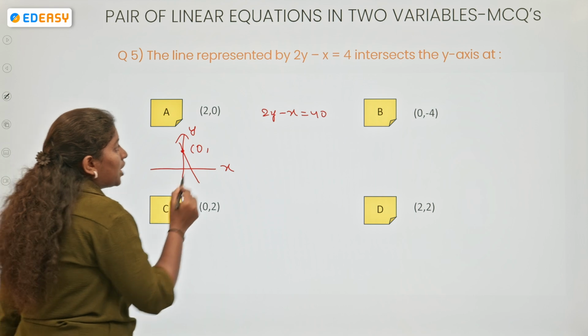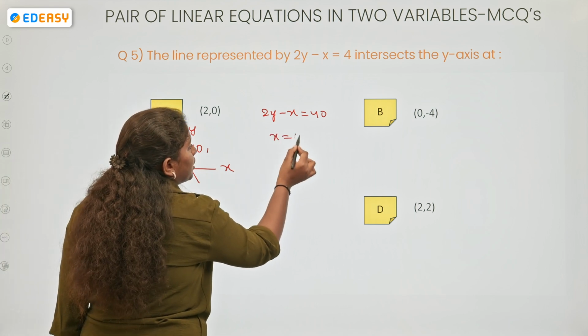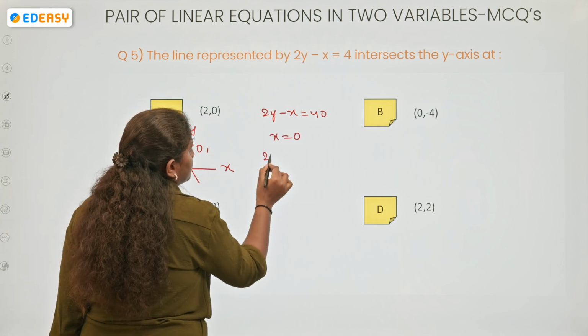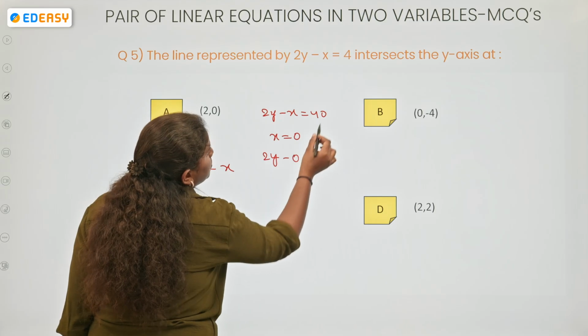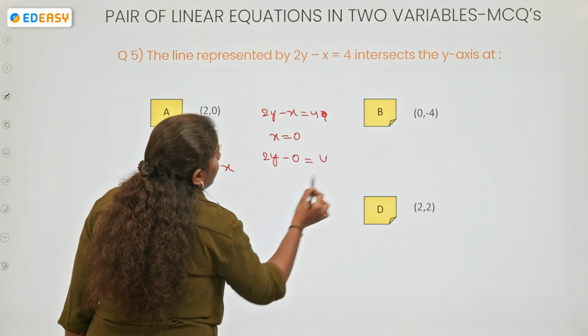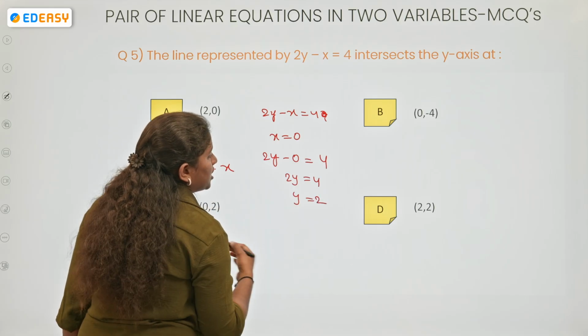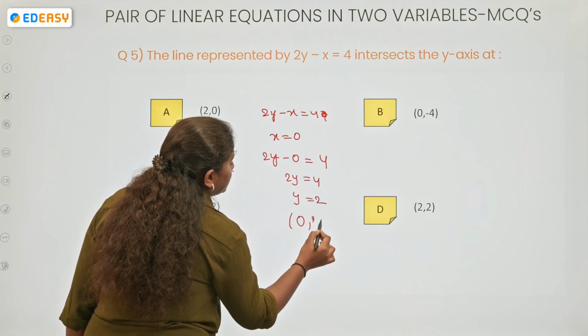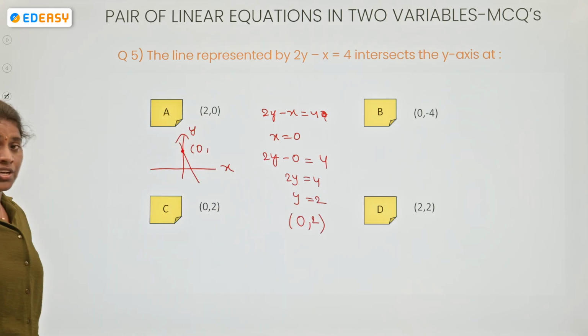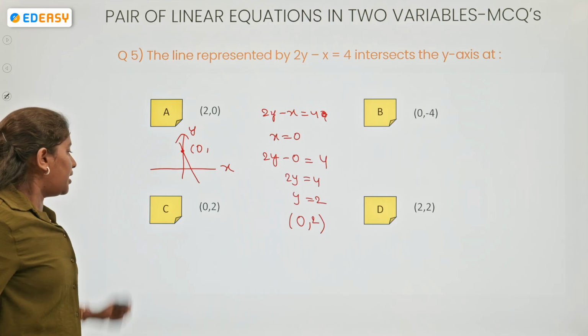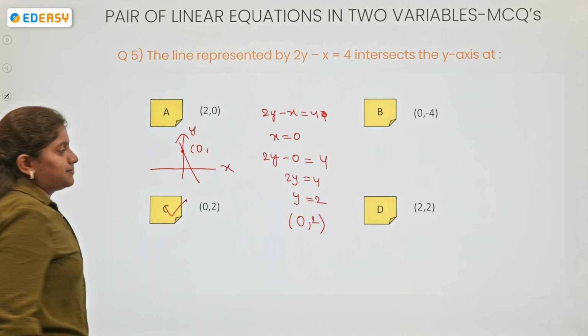Clear? So now what will happen? We are going to take x equals 0. So 2y minus 0 equals 4, and 2y equals 4 and y equals 2. Now what is the point? 0 comma 2. Understood? So what is the point? 0 comma 2. That is our option C.